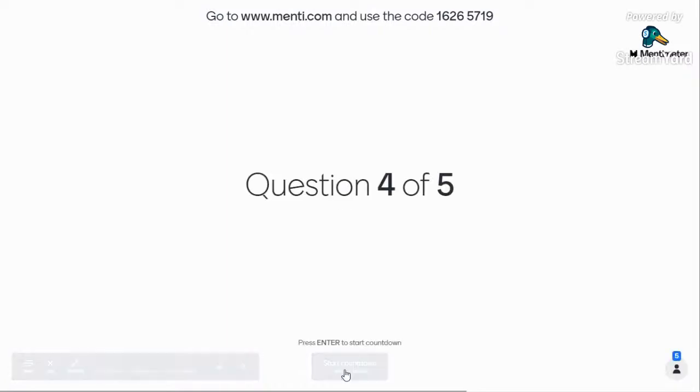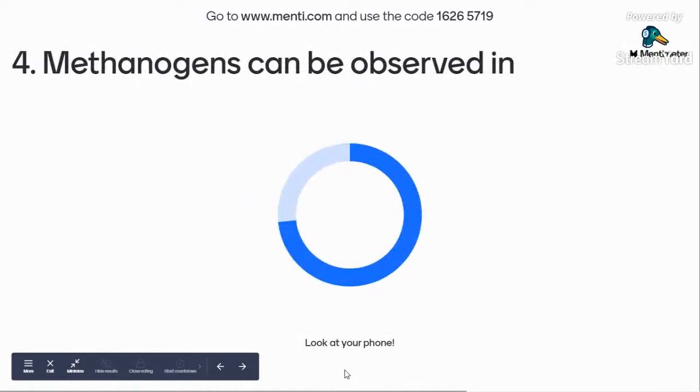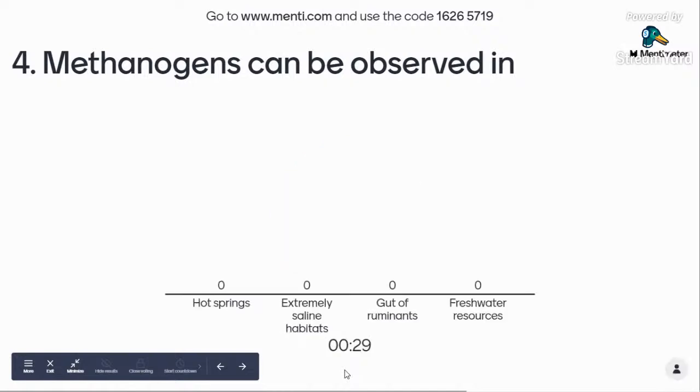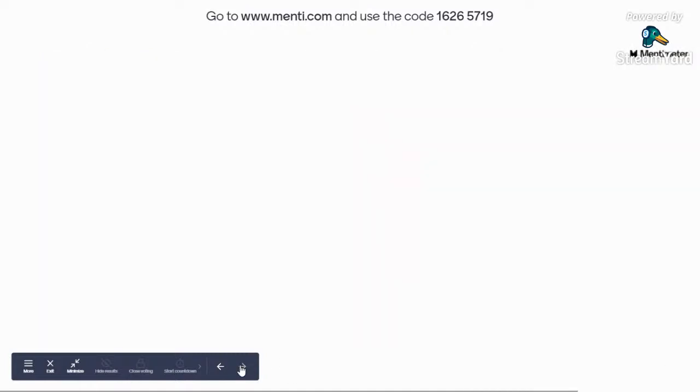The fourth question is on the screen. Yes, answer fast to get more points. Methanogens can be observed in hot springs, extreme saline habitats, gut of ruminants, or freshwater resources. Everyone has voted. Let's check. Yes, everyone answered right. Well done.